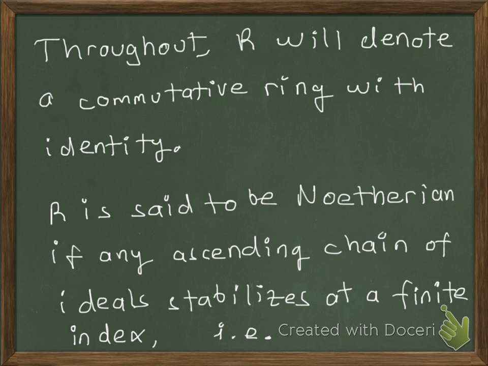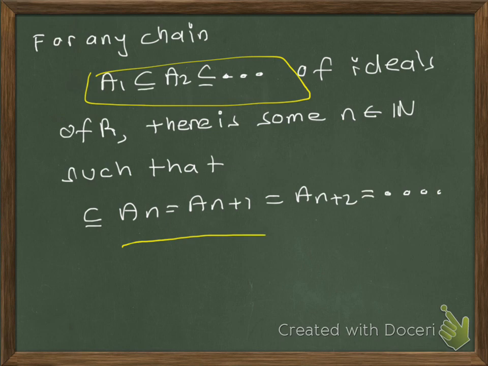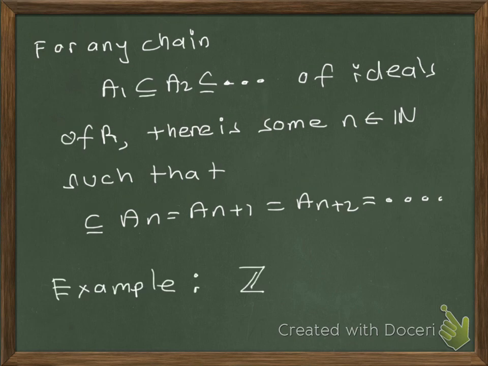A ring R is called a Noetherian ring if any ascending chain of ideals stops growing with respect to inclusion at some point, at some index. That means if you have a bunch of ideals like this, then they will stop growing by inclusion at a finite index. A well-known example is the ring of integers.